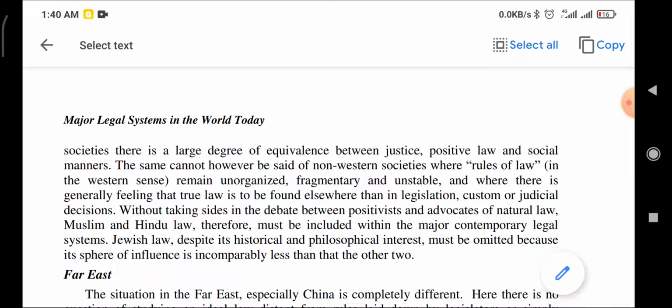The same cannot, however, be said of non-Western society, where rules of law in the Western sense remain unorganized, fragmentary, and unstable, and where there is generally a feeling that true law is to be found elsewhere than in legislation, custom, or judicial decisions. Without taking sides in the debate between the positivists and advocates of natural law, Muslim and Hindu law therefore must be included within the major contemporary legal systems. Jewish law, despite its historical and philosophical interest, must be omitted because its sphere of influence is incomparably less than that of the other two.